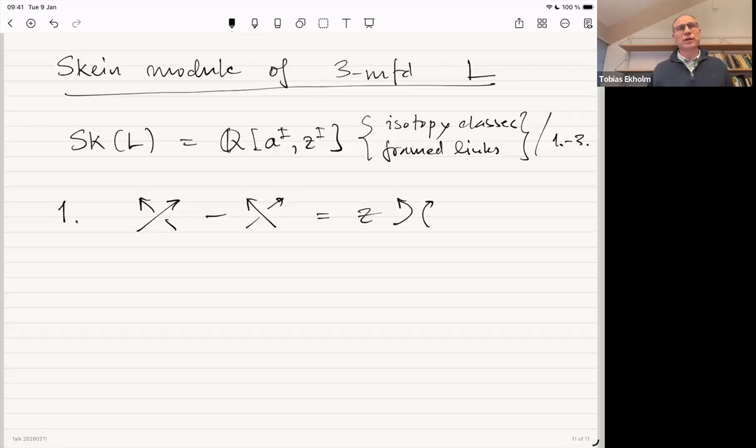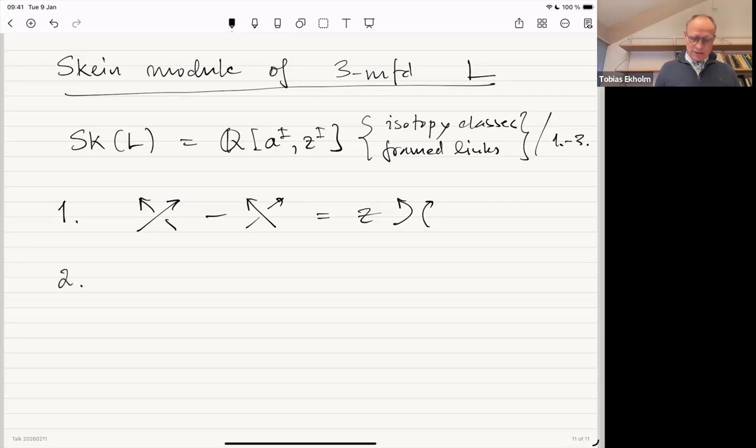So what I'm talking about now is that we have two links that look exactly the same outside of a small coordinate ball. Inside this coordinate ball, we have three possibilities of changing it, right? And we impose this relation. So this is the first Skein relation.